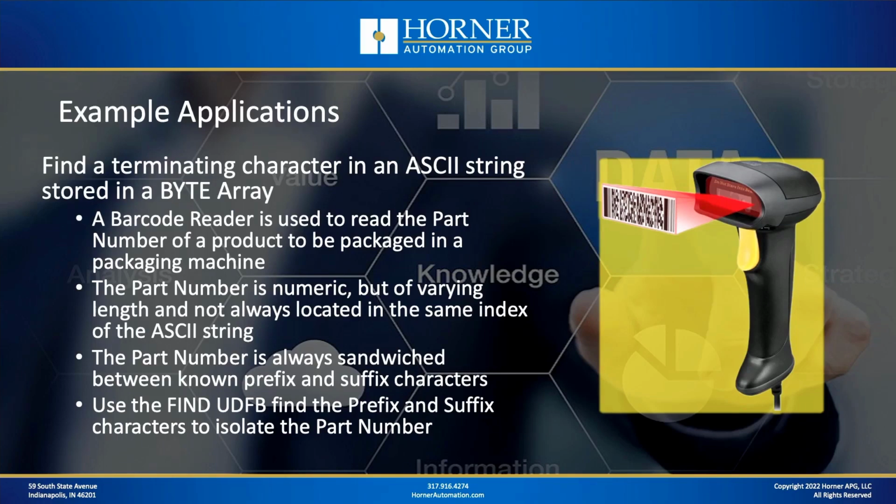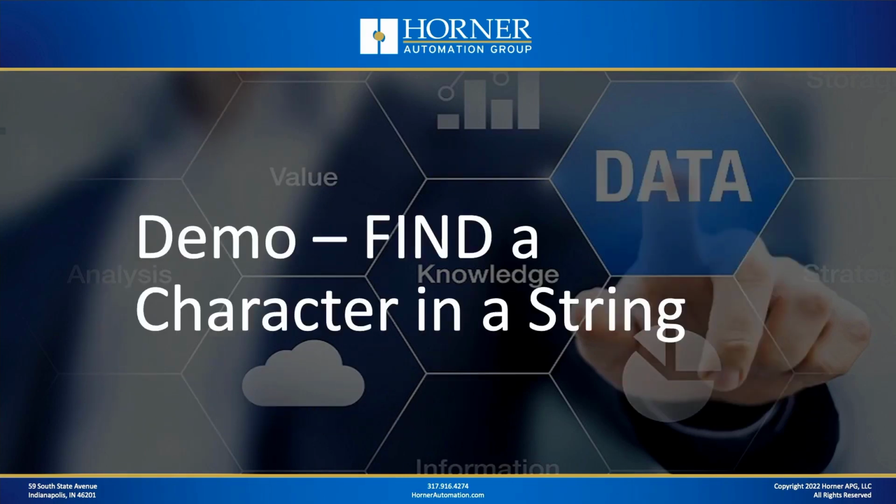So using these data-find UDFBs is one way that you can identify where the prefix character and the suffix character are located if you're searching through a byte array, because very often a barcode will come in as ASCII characters, a series of ASCII characters represented as a byte array. Now let's go ahead and show you the second example of finding a character within a string using Cscape.